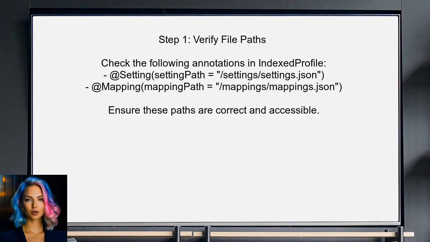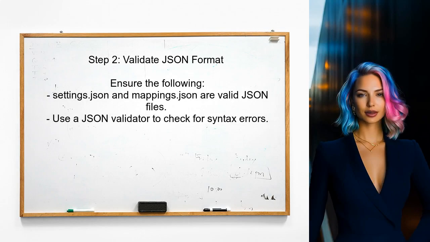To begin troubleshooting the user's issue, we need to ensure that the settings and mappings files are correctly referenced in the index profile class. The user should double-check the paths provided in the annotations. Next, the user should confirm that the settings and mappings files are properly formatted. Any syntax errors in these JSON files could prevent Elasticsearch from reading them correctly.